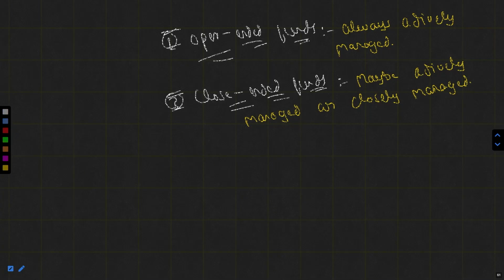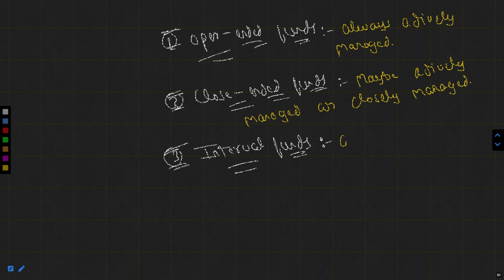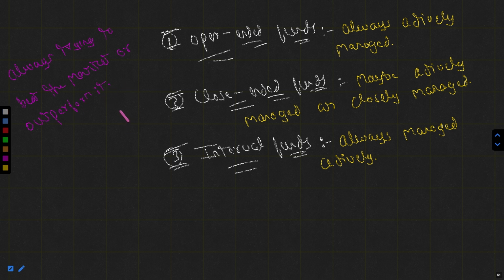So you could say, whenever we talk about interval funds, they are always managed actively, right? That's the thing. It means that the managers of these funds are always trying to beat the market or outperform it. Okay, always trying to beat the market or outperform it. While in the passive, okay, just correct it.